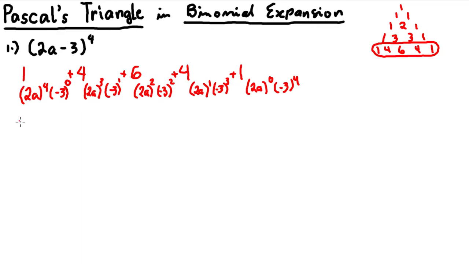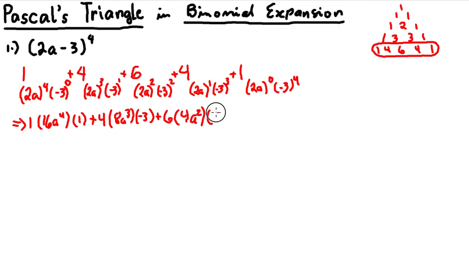So let's expound this. This will become 1 times 2a raised to 4, and 2 raised to 4 is 16, so 16a raised to 4, times 1 because negative 3 raised to 0 becomes 1. Plus we have 4. 2a cubed is going to give us 8a cubed times negative 3. Plus we have here 6 times 4a squared, that's 2a quantity squared, times positive 9, since negative 3 squared becomes positive 9. Plus 4 times 2a times negative 27. The 3 cubed is 27, and with the negative 3, that's going to be negative 27. Plus 1 times 1.